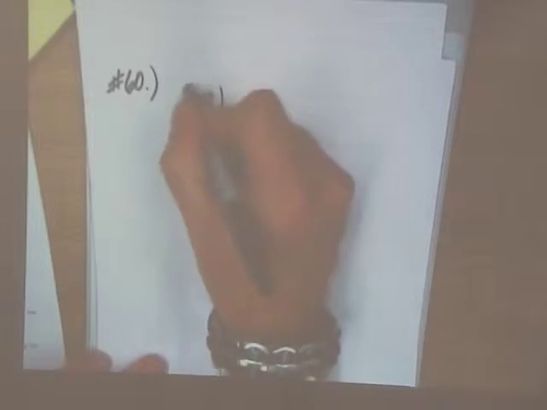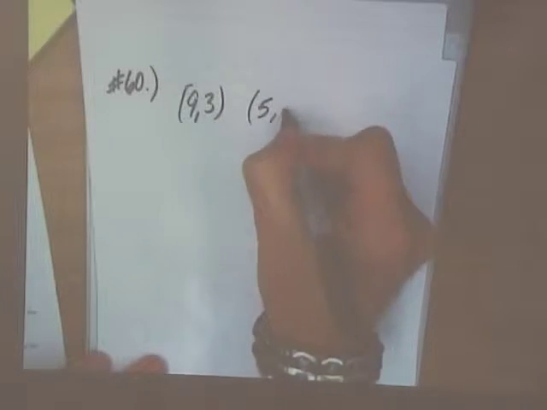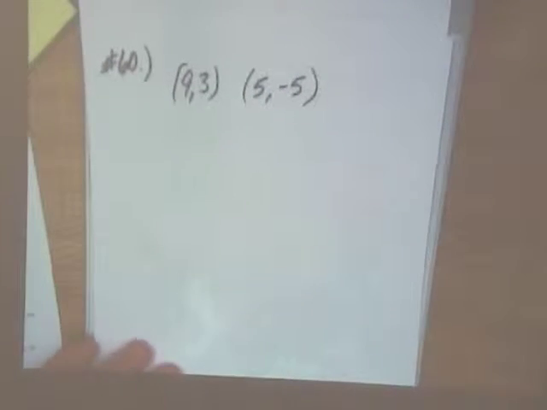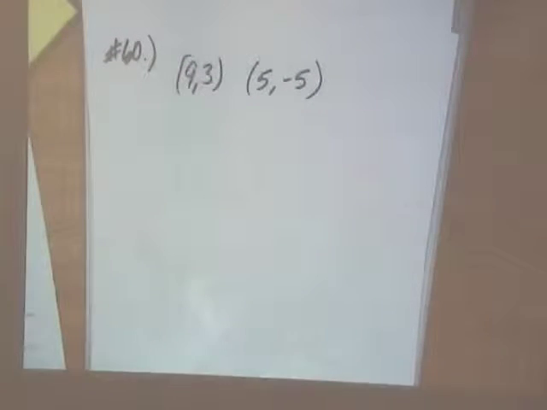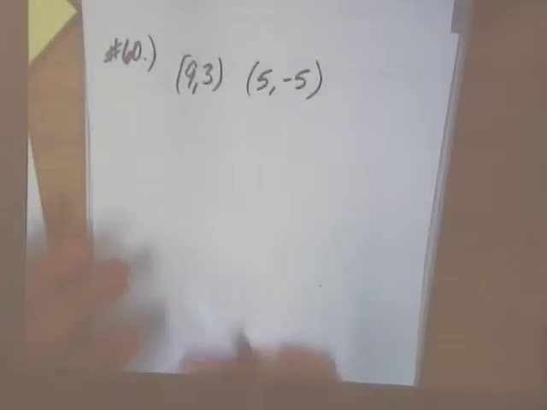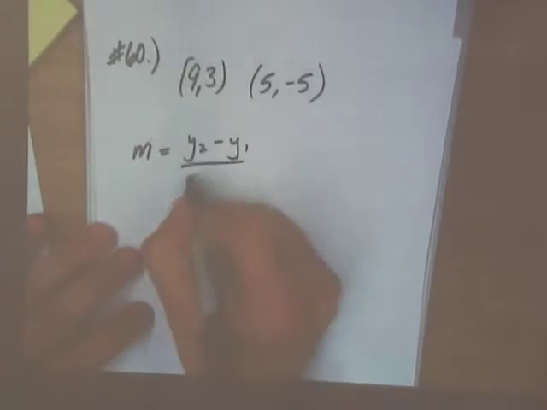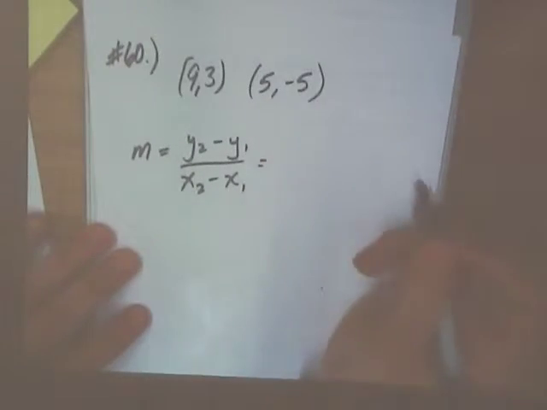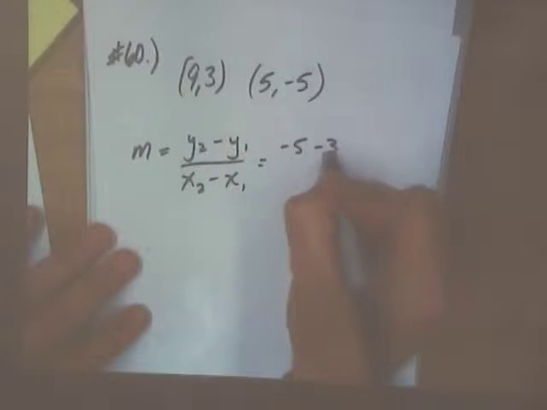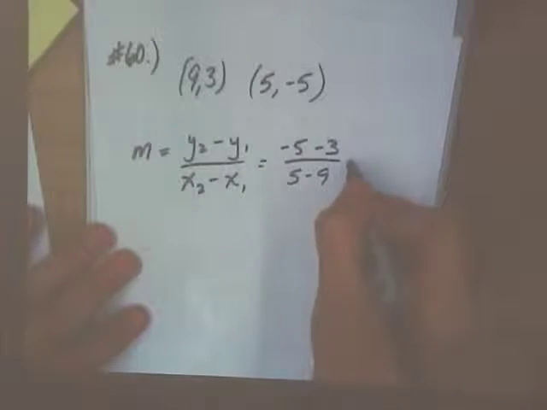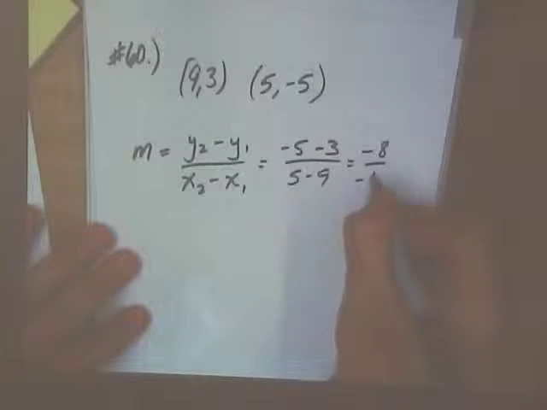Which is the equation for the line in slope-intercept form that goes through the points? Alright, so I've got 2 points. What am I missing before I can write the equation? Slope. Slope formula is y2 minus y1 over x2 minus x1. So that's going to give us negative 5 minus 3 all over 5 minus 9. Negative 8 over negative 4, 2 is our slope.